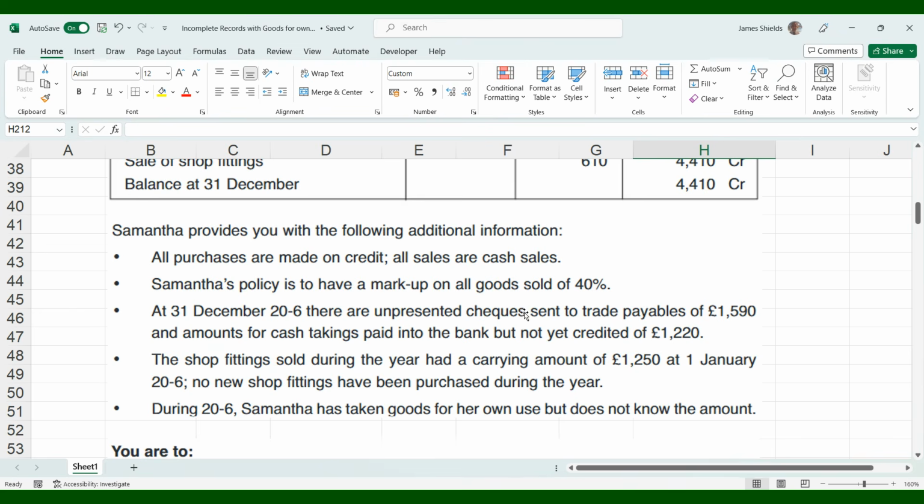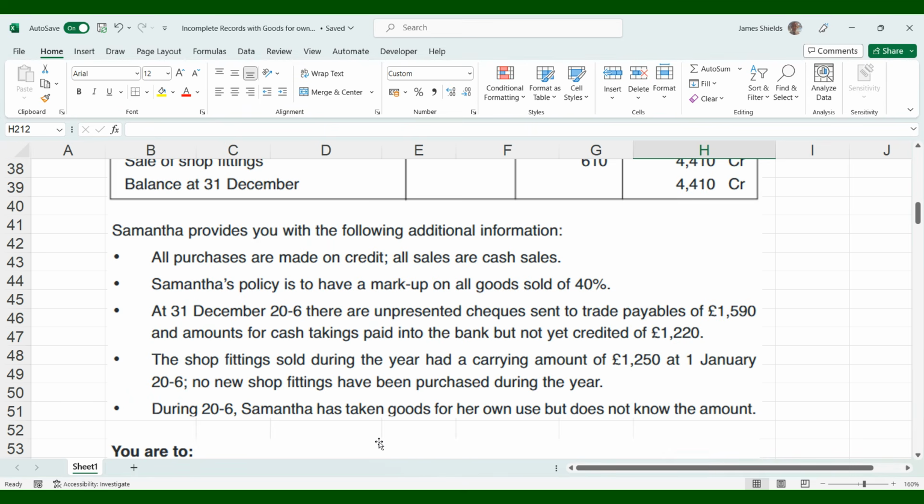What that means is they've sent cheques to the suppliers, but they've not yet been processed on the bank statement. Likewise, you've got amounts for cash takings paid into the bank, but not yet credited, of £1,220. So you've got cash takings put into the bank, but it does not yet appear on the bank statement. The shop fittings sold during the year had a carrying amount of £1,250 at the beginning of the year, and there were no new shop fittings purchased during the year.